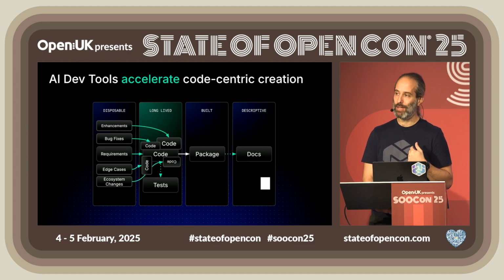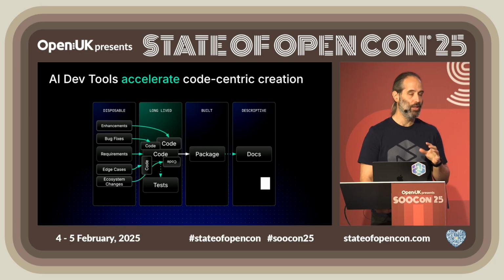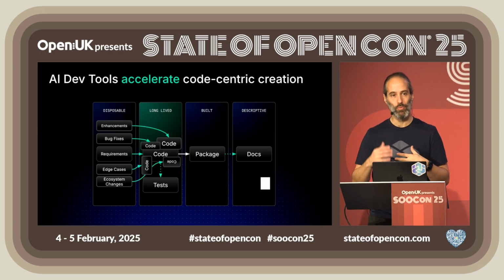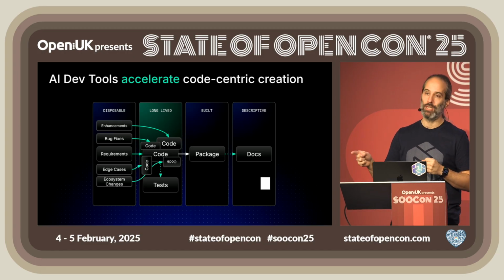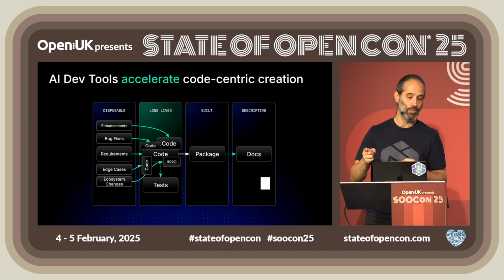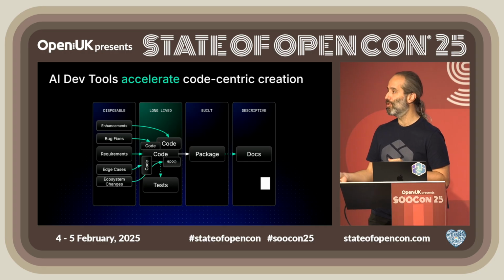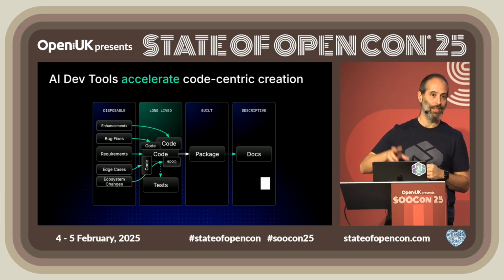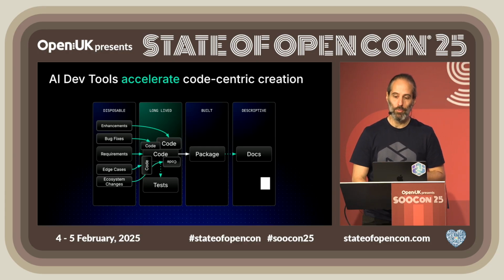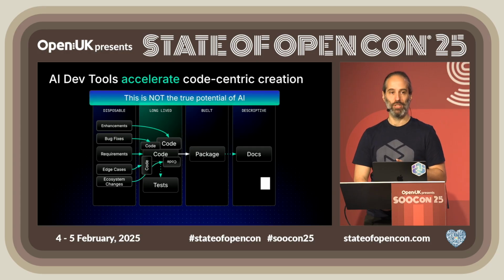When you look at AI dev tools and how they try to help that problem, they really don't change this up. As we've seen before, they create code and they make all of these steps a little bit easier, sometimes a lot easier. Make it easier to create code, easier to create docs, easier to do a migration, and eventually all of their output comes into the code. And the code continues to dominate as the only long-lived asset. And we think that this is not the true potential of AI.